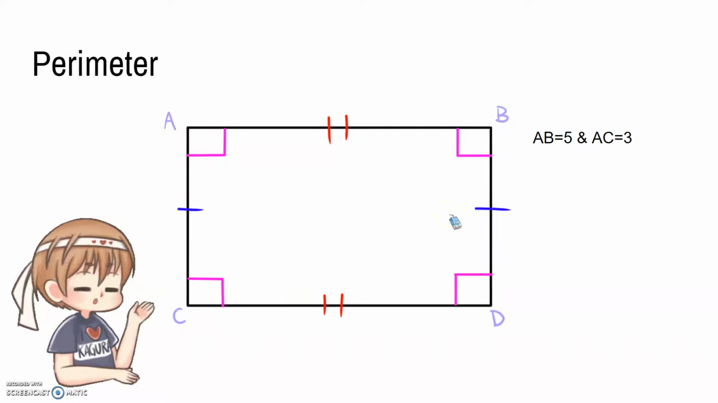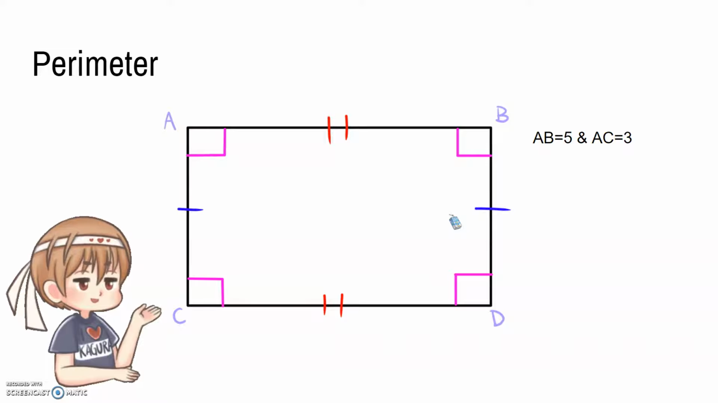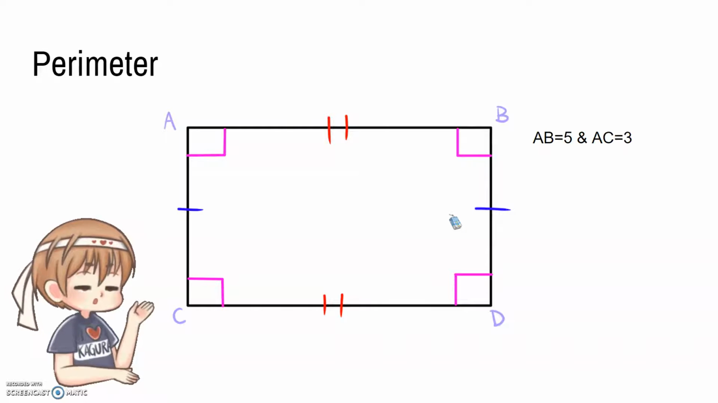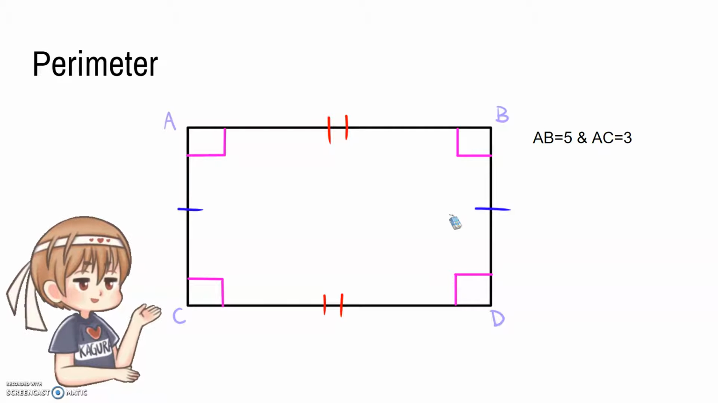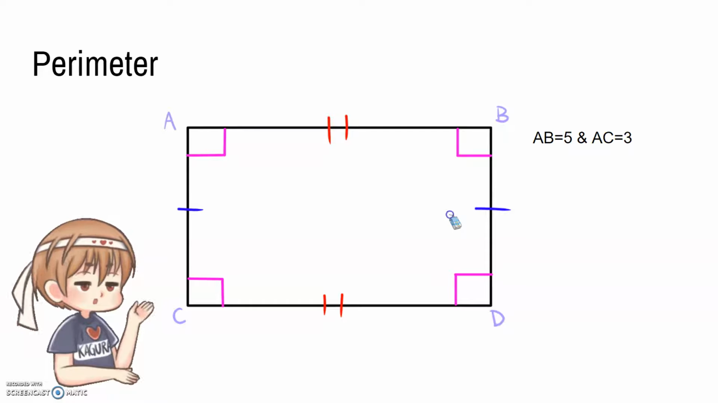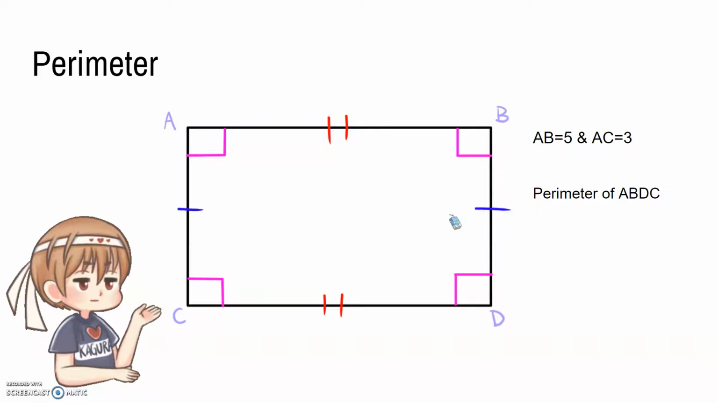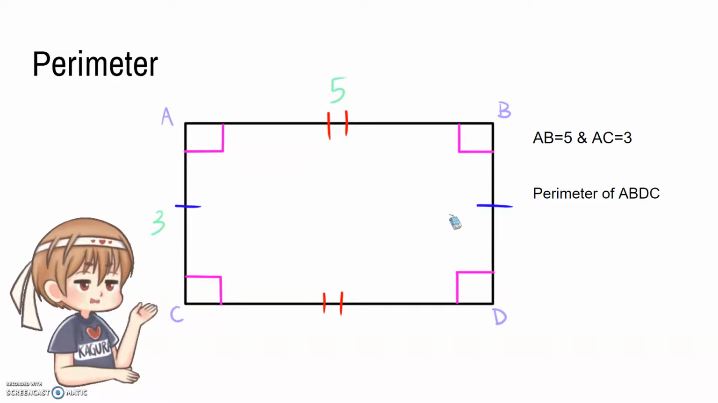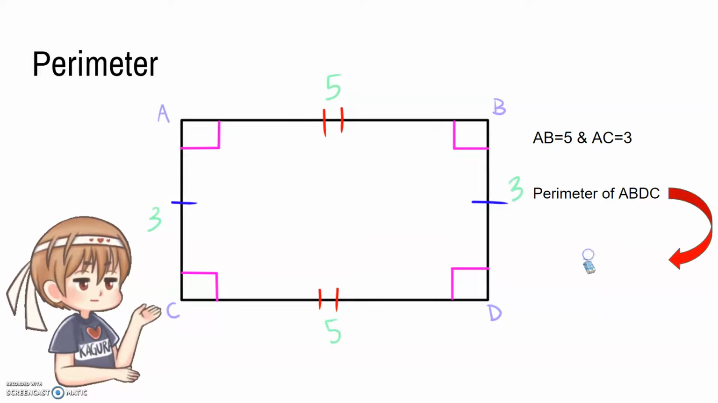So the perimeter of the rectangle is going to be the sum of the lengths of each side. Since the opposite sides are equal, AC equals BD and AB equals CD. The perimeter would be 5 plus 3 plus 5 plus 3, which equals 16.